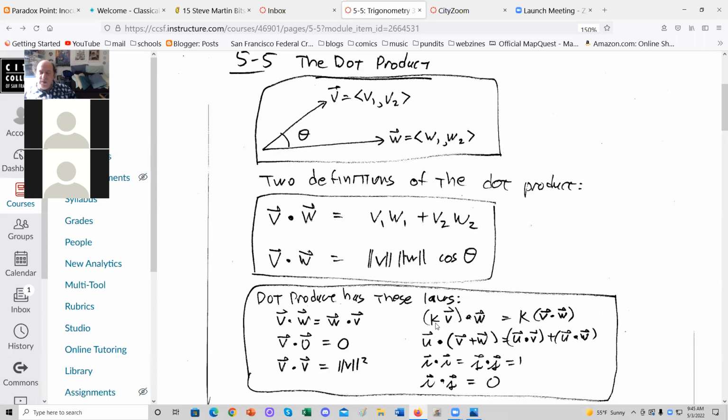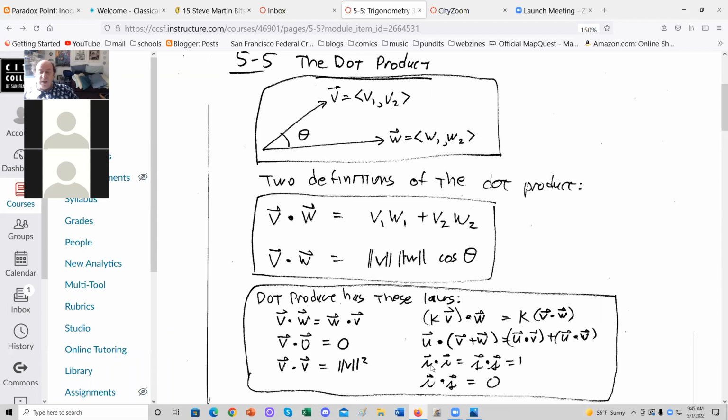It's also associative with scalar product. K times v dot w is k times v dot w. It's also distributive over vector sum. U dot v plus w equals u dot v plus u dot w. It's looking a lot like ordinary multiplication.